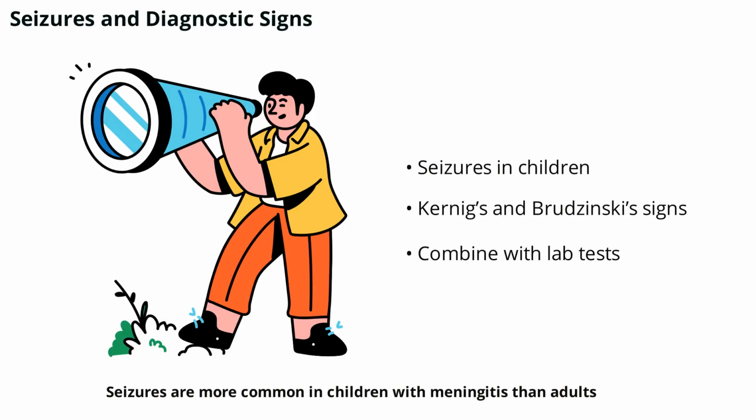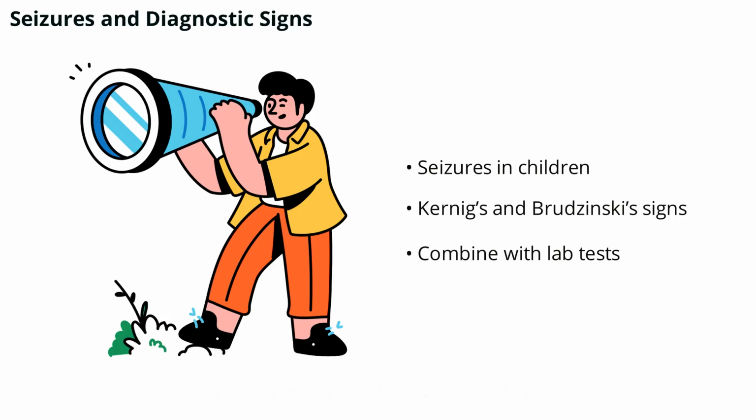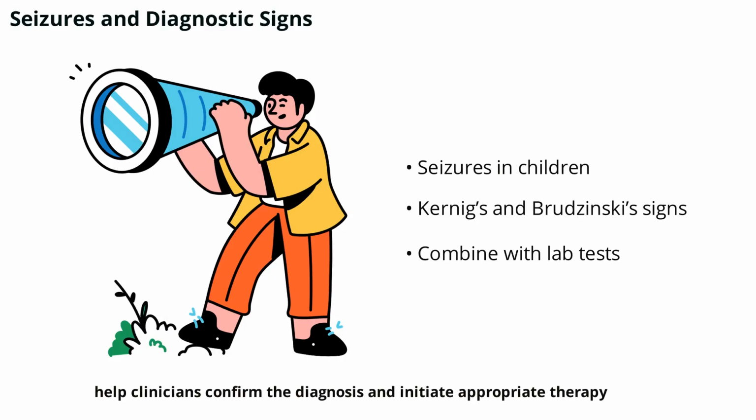Seizures are more common in children with meningitis than adults. Kernig's and Brudzinski's signs may be present but are not always reliable, especially in young children. These clinical findings, combined with laboratory tests, help clinicians confirm the diagnosis and initiate appropriate therapy.